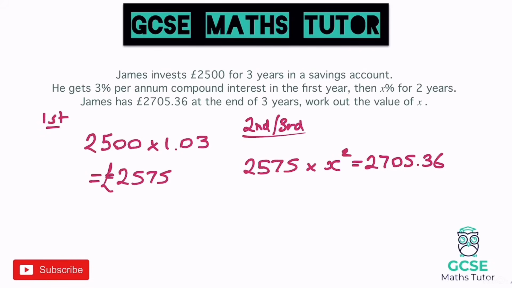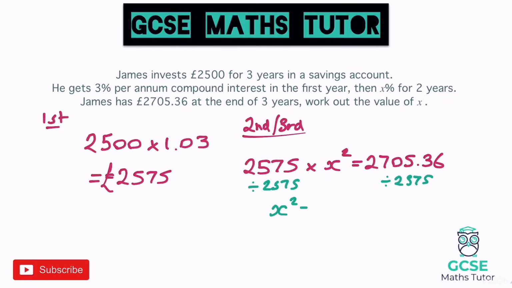£2,705.36. Now obviously at this point here we could just guess some numbers. We could just guess an x value, and if it's too high go lower, if it's too low go higher, and that's a fine way of doing it as well. But you can save yourself a bit of time here just guessing lots of numbers by actually just rearranging this. So we can divide both sides by 2,575, and it will give us the value of x squared.